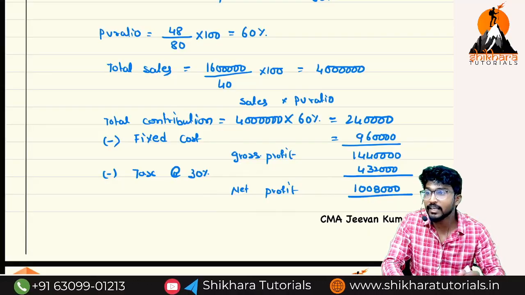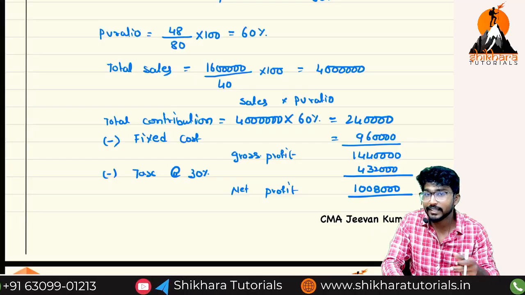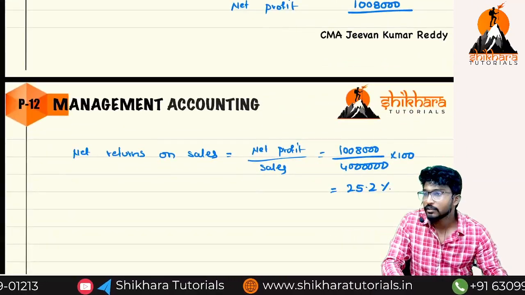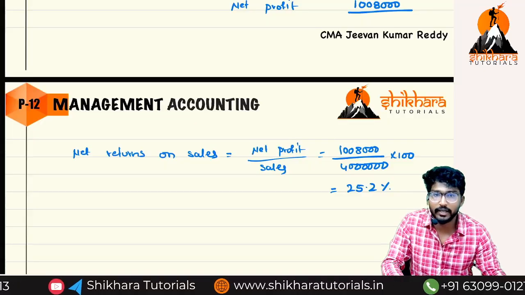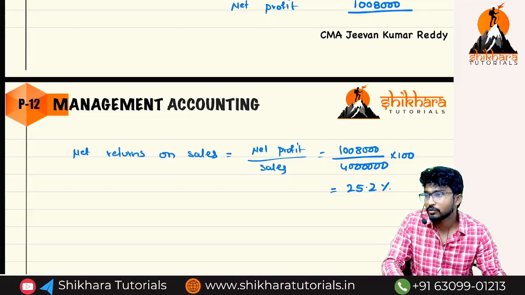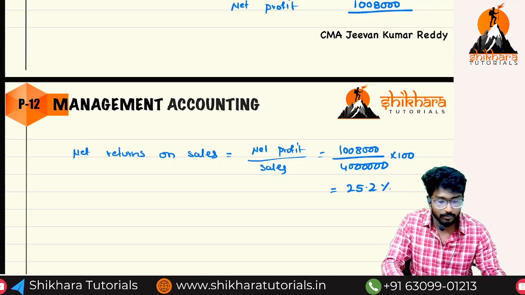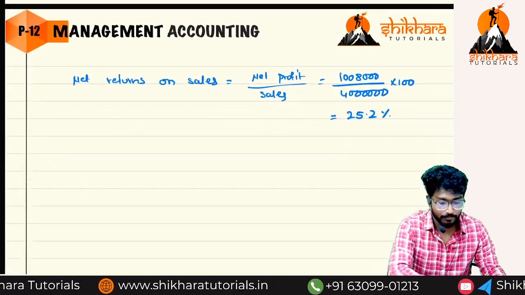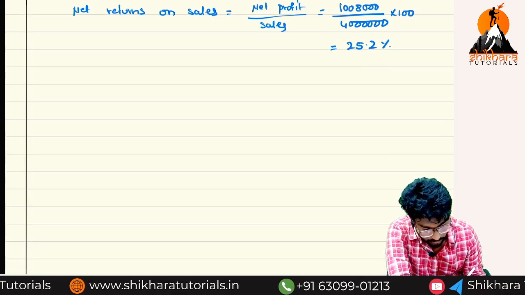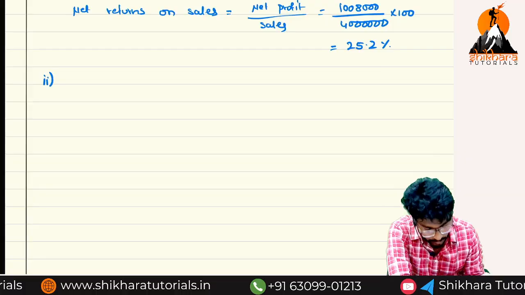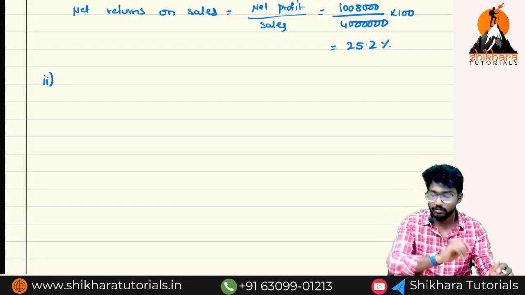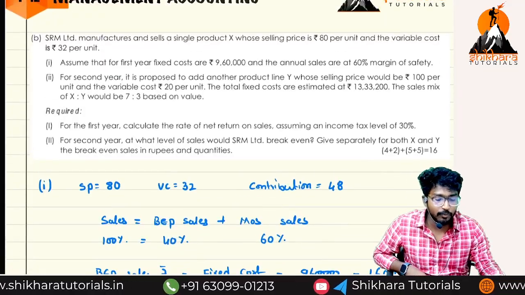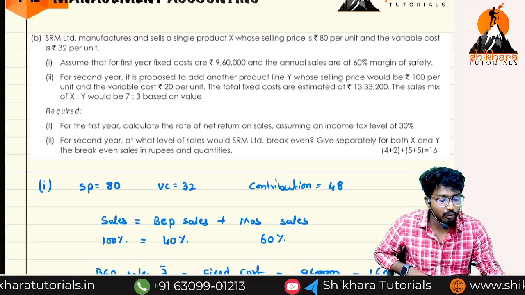Now in the question he asked us to calculate net return on sales. What is the formula? Net profit divided by sales. So net profit is 10,08,000 divided by 40 lakhs, that is 25.2%. Any doubts regarding this question till now? No? Okay, done. Next.